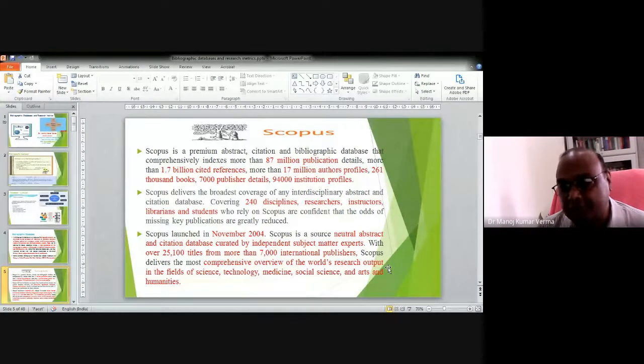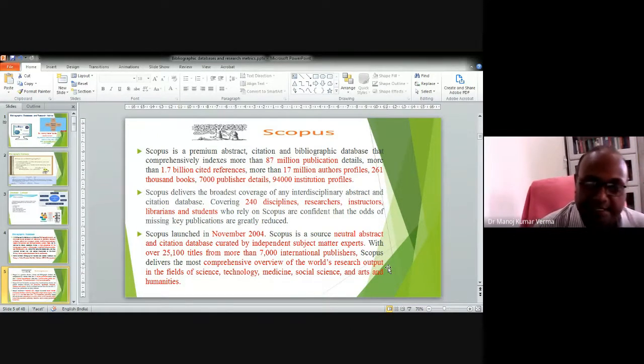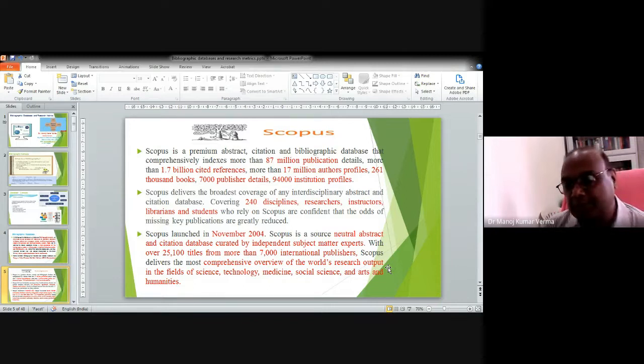Scopus is a source-neutral abstract and citation database curated by independent subject matter experts, with over 25,100 titles from more than 7,000 international publishers. Scopus delivers the most comprehensive overview of the world's richest research output in the fields of science, technology, medicine, social science, and arts and humanities.